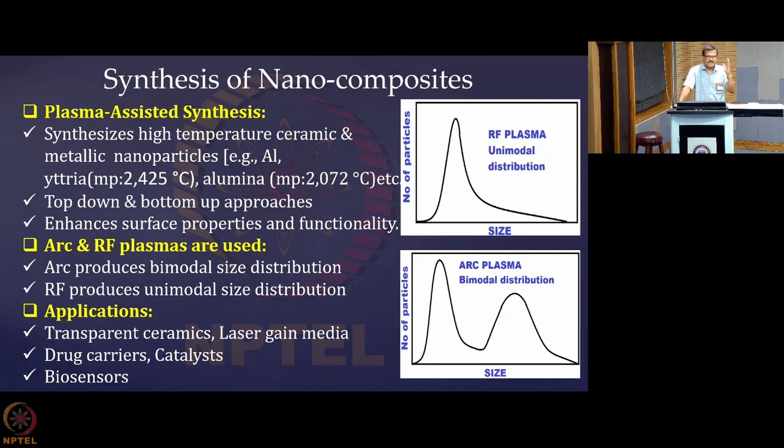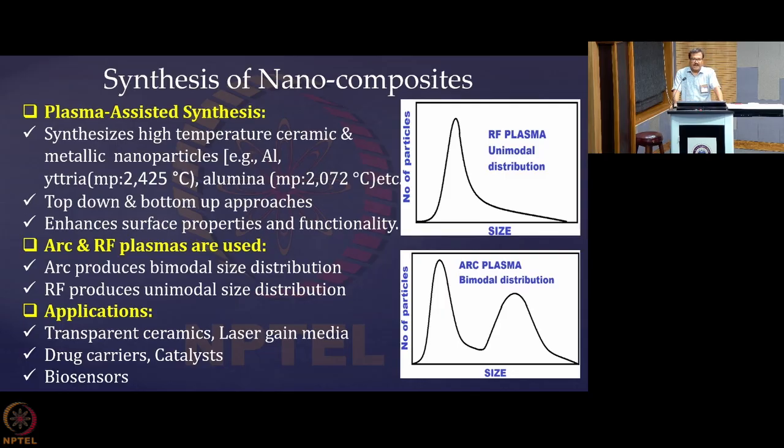Now, the faster you bring down the temperature, the finer will be the particle size. This is obvious. The faster the gradient in temperature, the smaller the particle size. So the gradient in temperature is a very important thing, and depending on the gradient, your particle size will be determined. Now there are two systems. One is the arc plasma system and one is the radio frequency plasma system. Both of these can generate nanoparticles.